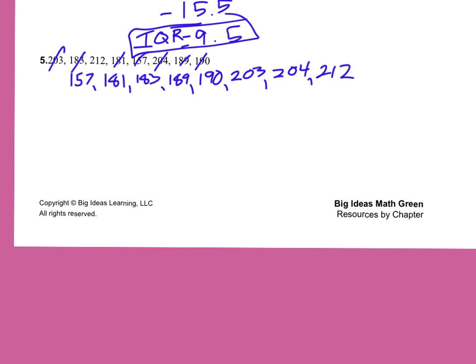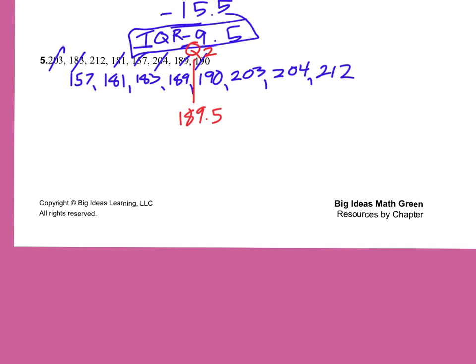But if you can't see that in your head, you have to add those two numbers together, 189 and 190, then divide that number by 2. But I can see it, so I'm going to go, that is 189 and a half. That is my Q2. So right there, I know that I have my Q2, so I'm just going to put Q2 there so I know.